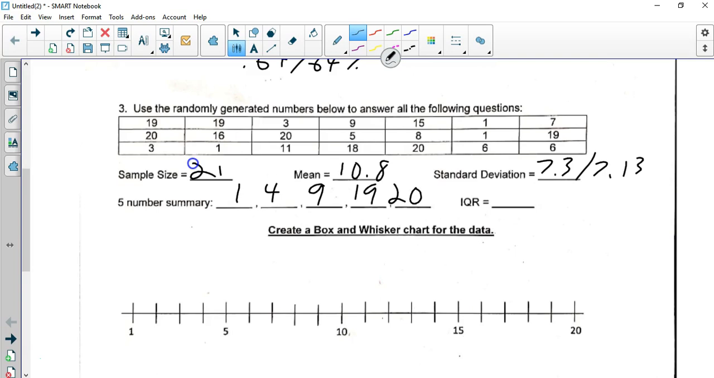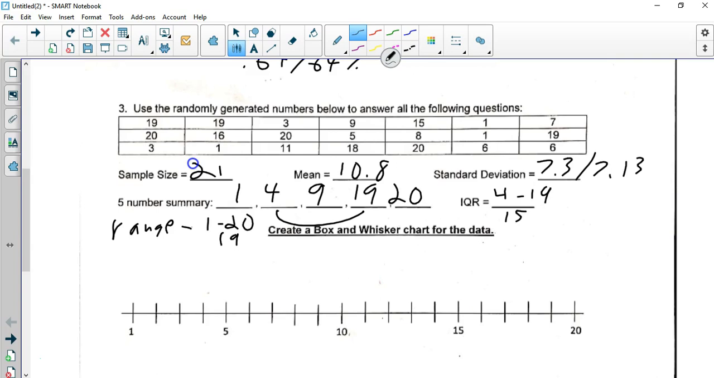right there. And the IQR, remember, the IQR is the interquartile range. So the regular range, which is not on here, but I'm going to add it, the regular range is 1 to 20. Okay, you can also put 19. I would accept either answer. But the IQR is 4 to 19.